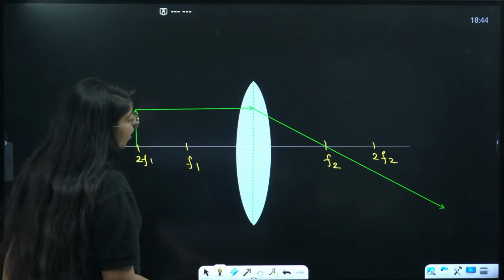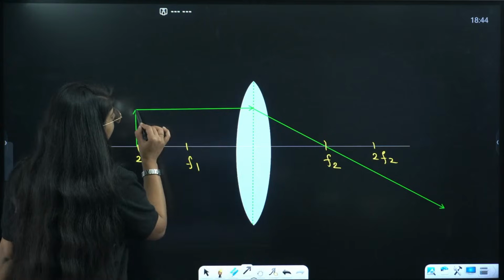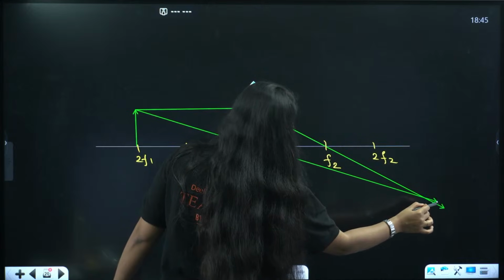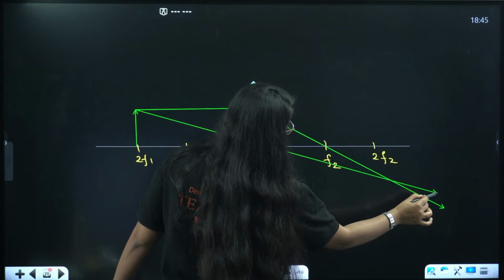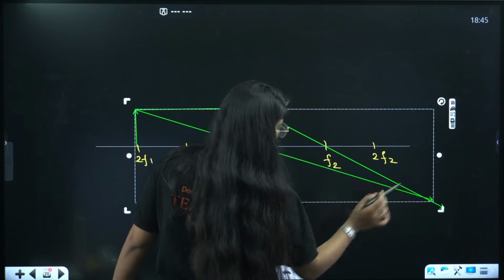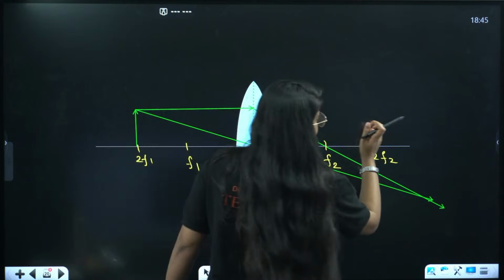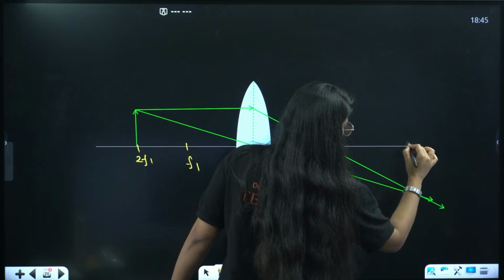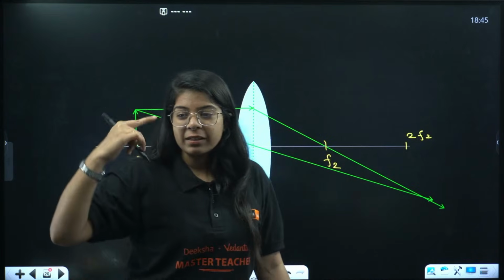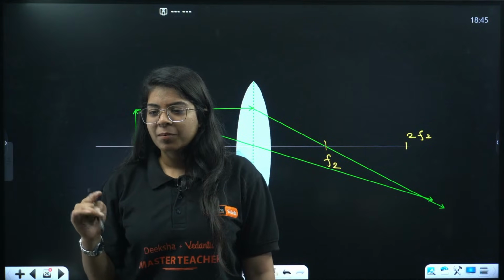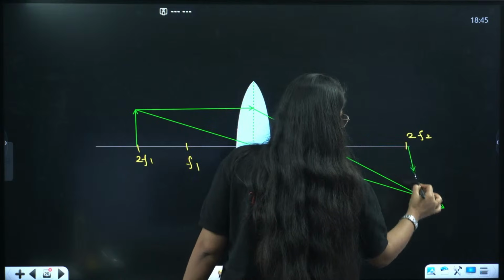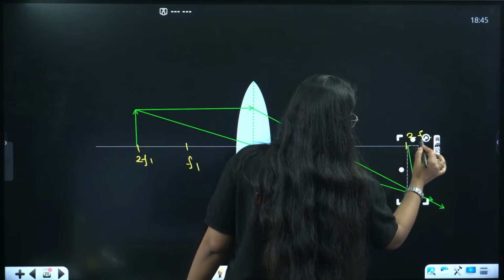चलो. So the next is the ray will be passing from the optical center and it will be meeting at 2F2. You have to again manipulate this. ठीक है, थोड़ा बहुत you have to manipulate. Done. So we'll make 2F2 here. That's why I'm asking you to use a pencil, because we are playing with our mind. So this is my image that is formed at 2F2.